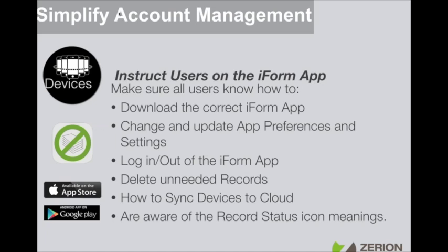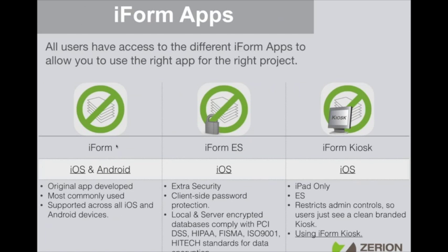So the first thing is make sure that they're downloading the correct iForm app. Now, for Android devices, that's very simple. We only have one iForm app available. But on the iOS side of things, we actually have 3. So we have iForm, iForm ES, and iForm Kiosk. So you always want to make sure you're very specific to your users on which ones they should be downloading if you are an iOS user.